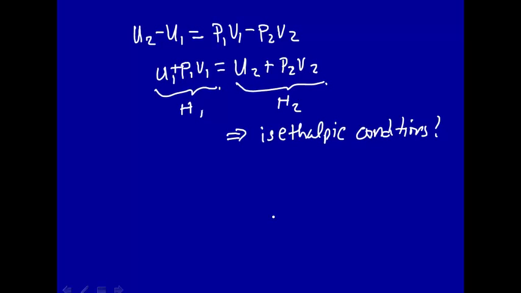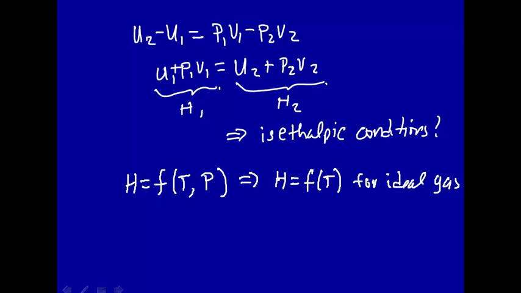But wait, there's more. Let's go ahead and look at this. We said that H is, in general, a function of temperature and pressure. And for an ideal gas, H is a function of temperature only, not a function of pressure. And that means that if you have a change in pressure, there'll be no change in enthalpy. However, this now is for real gases. We're considering real gases, so we don't have to consider the fact that it's only a function of temperature. We should consider it's a function of pressure also.